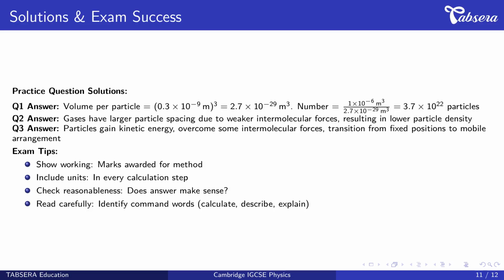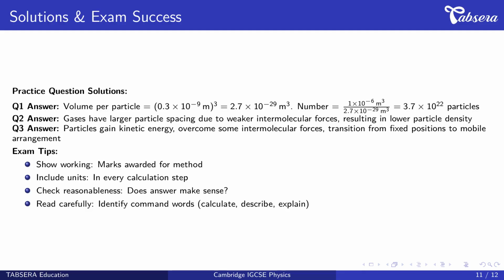Let's review the solutions. For question 1, the answer is calculated as follows. First, find the volume per particle by cubing the separation distance. 0.3 nanometers cubed equals 2.7 times 10 to the minus 29 cubic meters. Then divide the total volume by volume per particle. 1 cubic centimeter, which is 10 to the minus 6 cubic meters, divided by 2.7 times 10 to the minus 29 cubic meters equals 3.7 times 10 to the 22 particles.